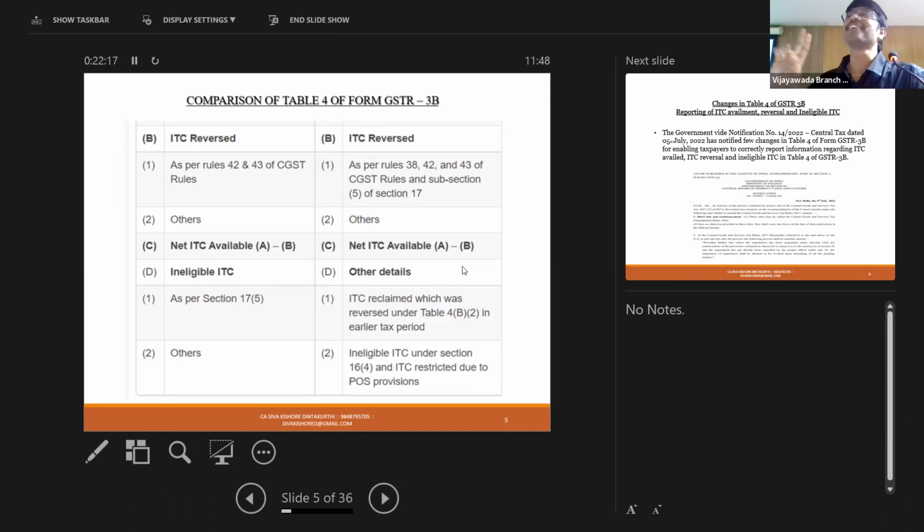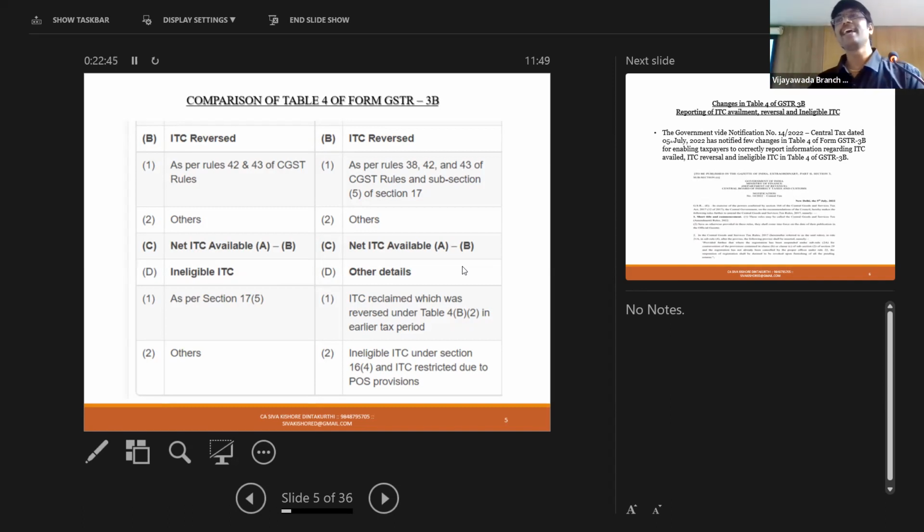What happened on 1st January 2022? It was made 0. Rule 36(4) was changed. Rule 36(4) no longer makes any reference to 2A. It simply says that the invoices have to be reflected in GSTR-1 or IFF, the invoice furnishing facility, by the supplier, and must be communicated and available in 2B to the recipient. Then only you are entitled to take credit.